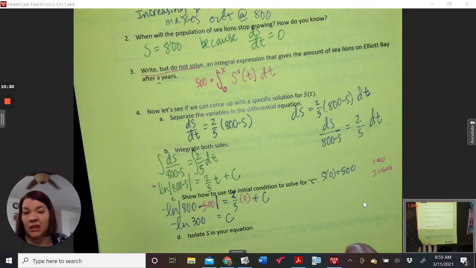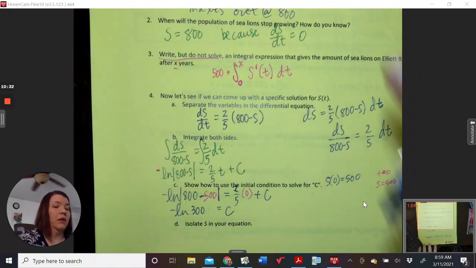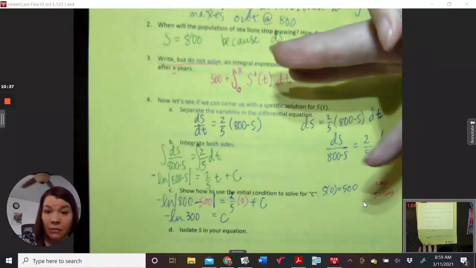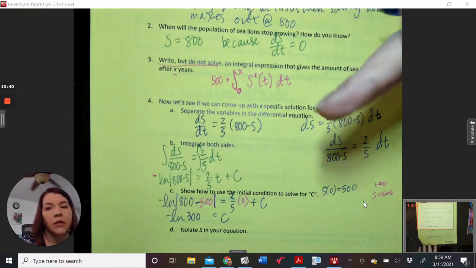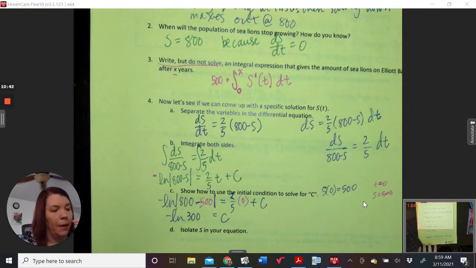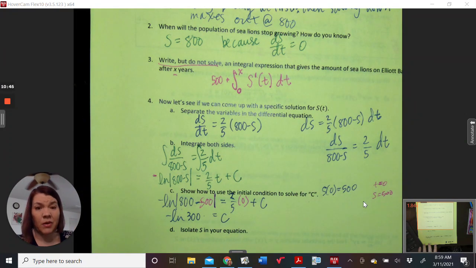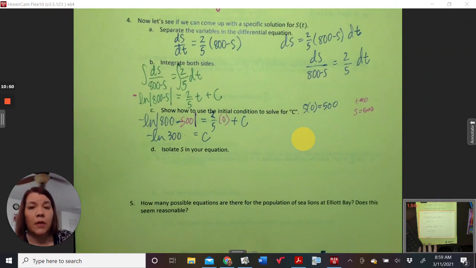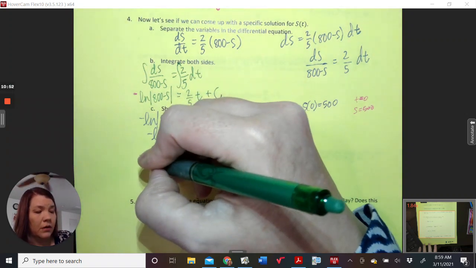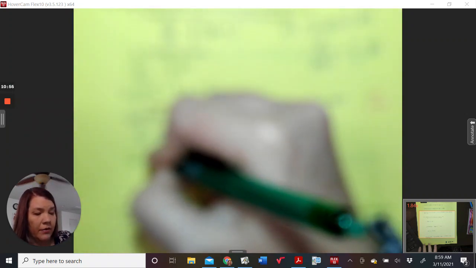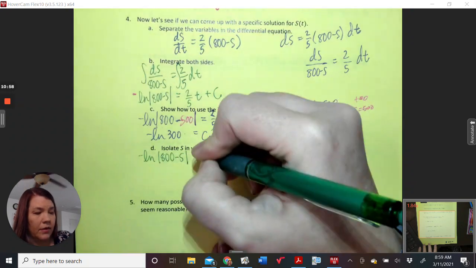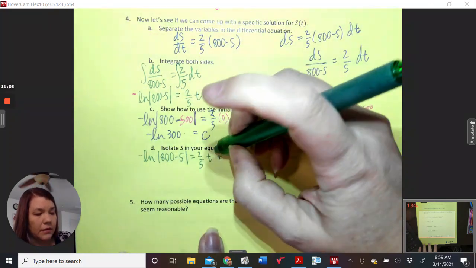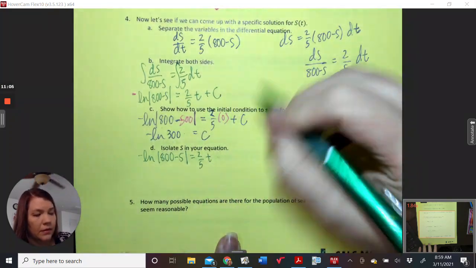So we separated, we integrated, we found c. Notice we found c before we got s alone. It is easier to find c right now. Sometimes it's not, but we're going to go with finding c right away. Now isolate s in my equation. So now I'm going back to the green equation. Negative ln of 800 minus s equals 2/5 t plus c, and c is negative ln 300.